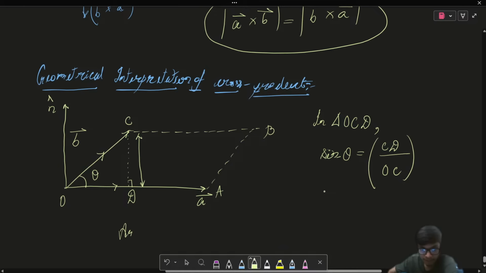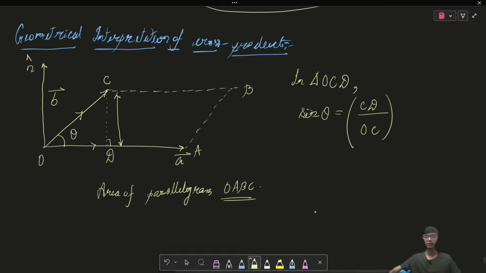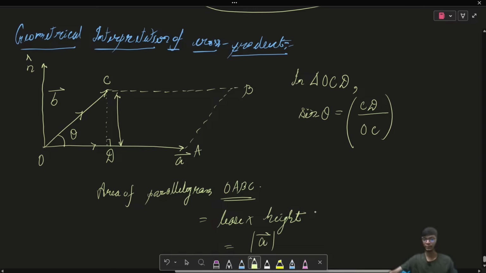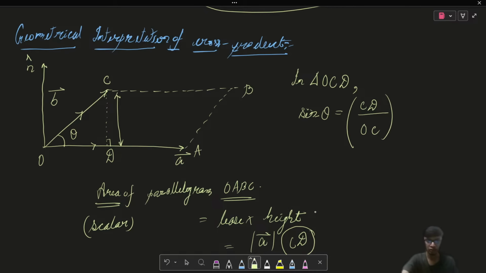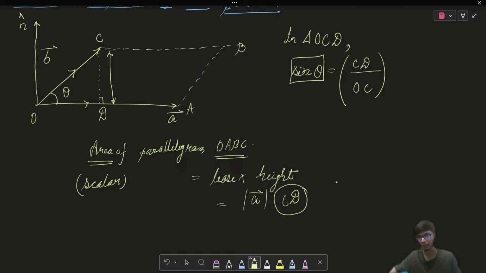If I ask you the area of this parallelogram OABC, generally the area of the parallelogram is given as the base multiplied with the height, right? If I consider my base as the A vector, it will be just mod of A, and the height will be the CD length. I'm only interested in the area, so right now I'm representing area as a scalar quantity. The scalar result will be mod of A times the CD distance. Now this CD distance can be replaced by OC sine theta.